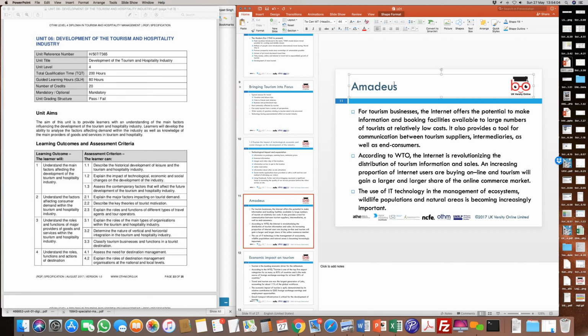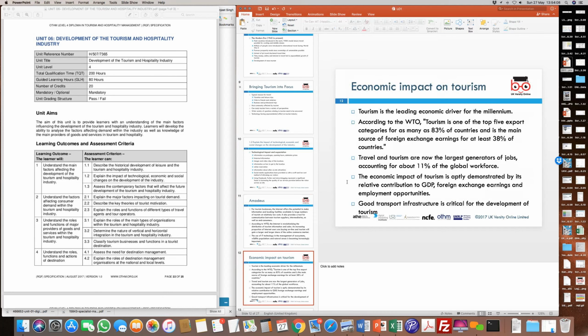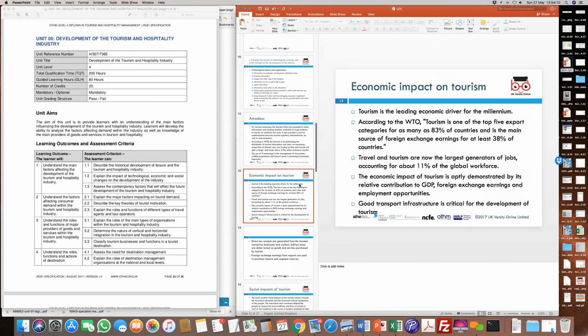Is that in agreement? Yes. Yeah. Okay, let's look at briefly studying what are the economic impacts.